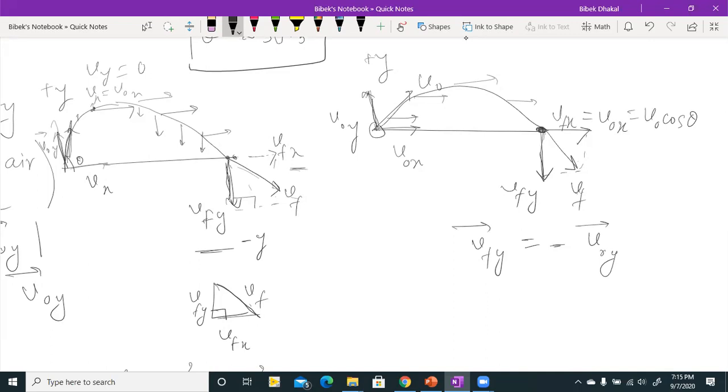But at the point where the ball is hitting the ground, we should have the y component of the net velocity vector towards the negative y. So the y component of the final velocity should be equal in magnitude, but opposite in direction to the initial component.